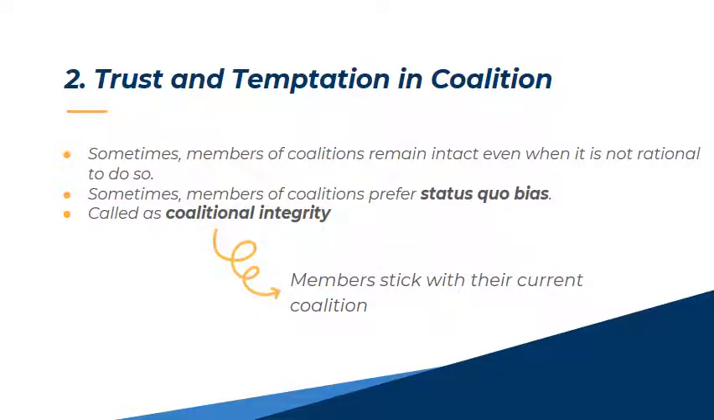The second one is trust and temptation in coalition. Sometimes members of coalitions remain intact even when it is not rational to do so. Other than that, sometimes members of coalitions prefer status quo bias, which they are influenced by a norm called coalitional integrity, where the members stick with their current coalition.